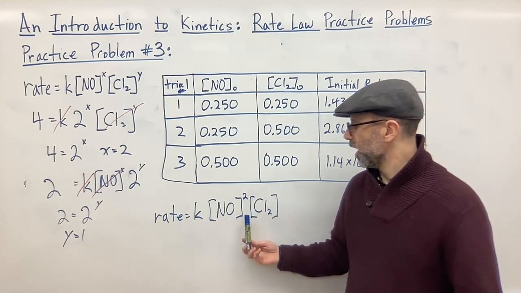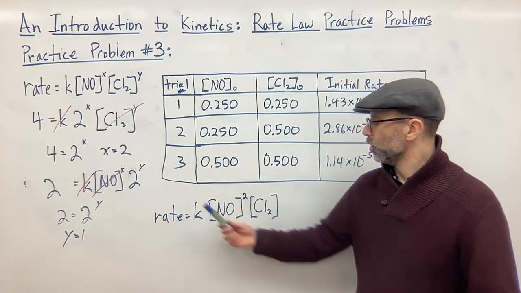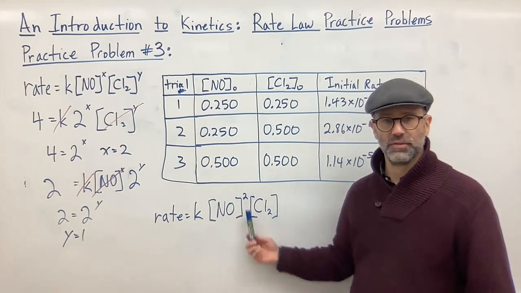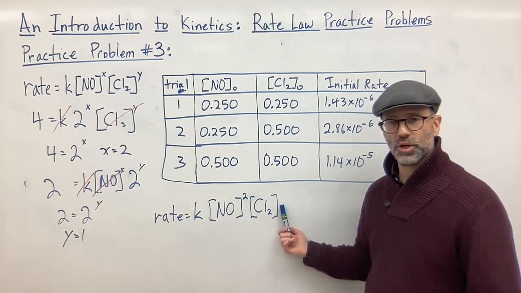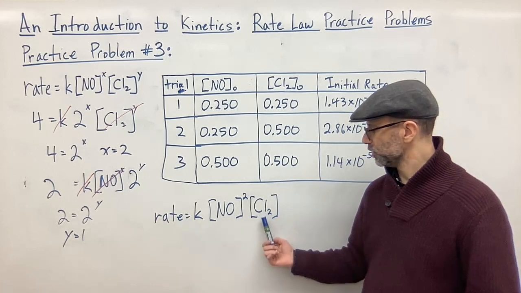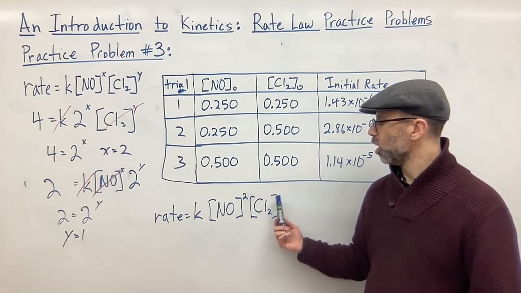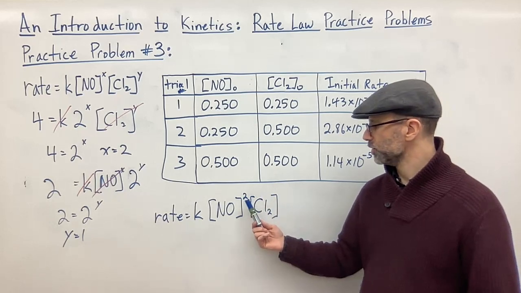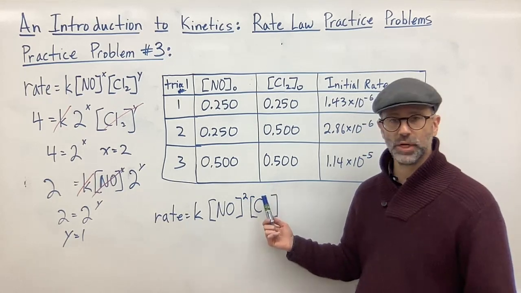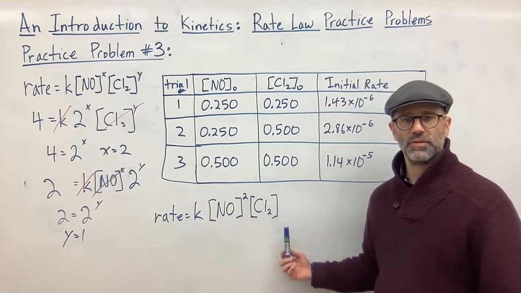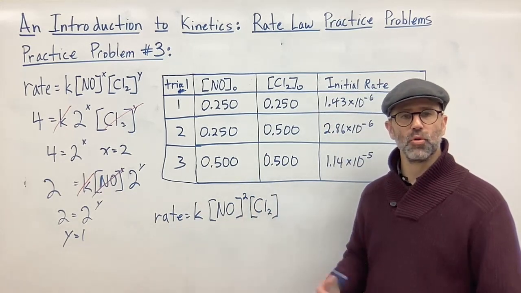So the rate law, or the rate, is second order with respect to the concentration of NO. It's first order with respect to the concentration of Cl2. And overall, it is third order, since 2 plus 1 gives us 3. So overall, the order of this reaction is third order.